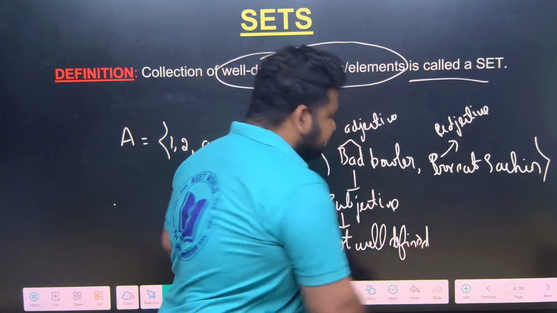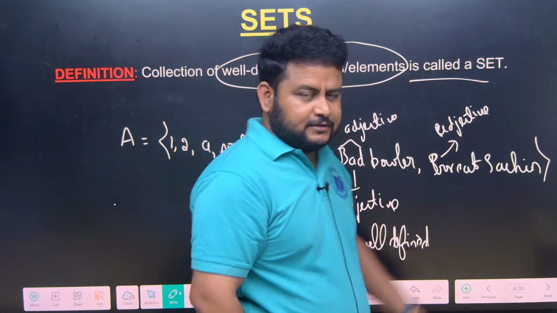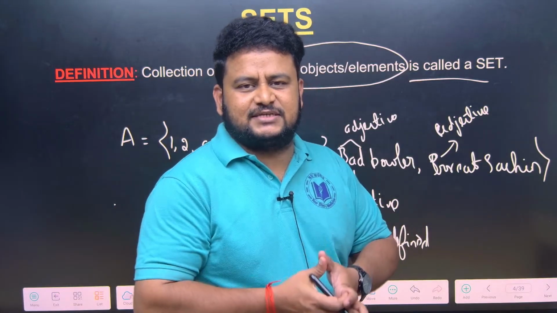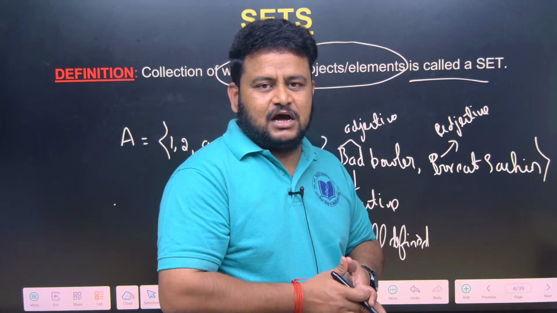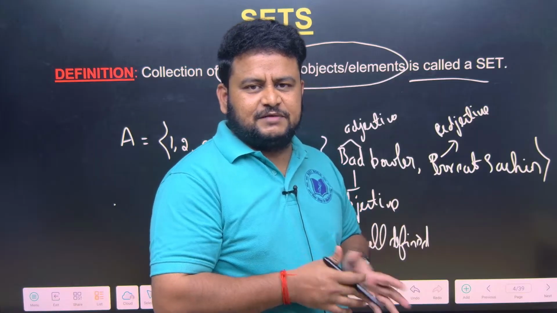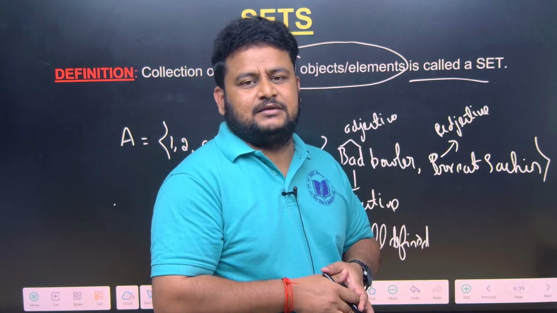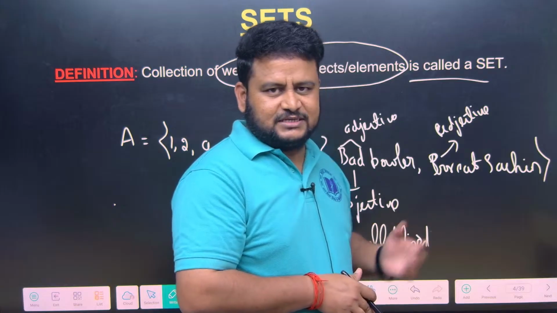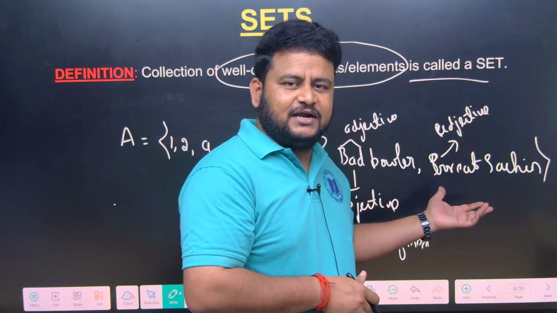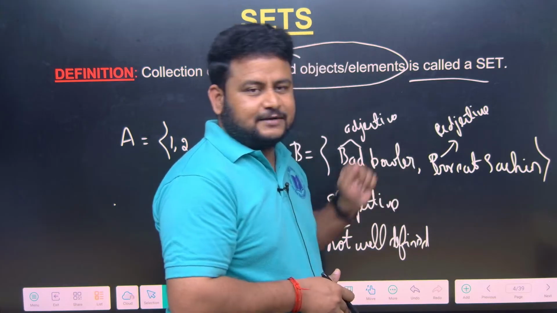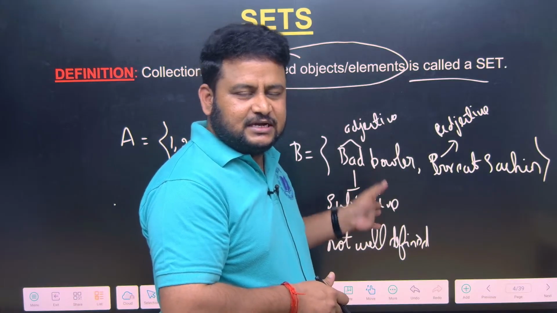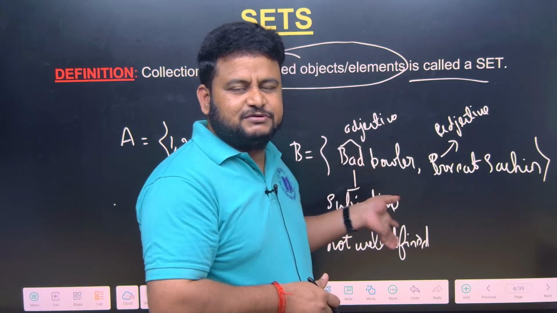Now if you talk about the great Sachin Tendulkar, for us Indians, Sachin Tendulkar is great, but if you go to Pakistan or some other country and ask, they will say their country's cricketers are great. So this is also subjective, and that's why this is also not well defined. So B is not a set, because it is containing elements which are not well defined.